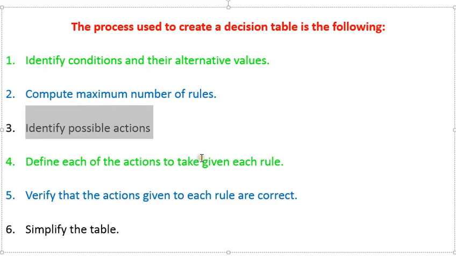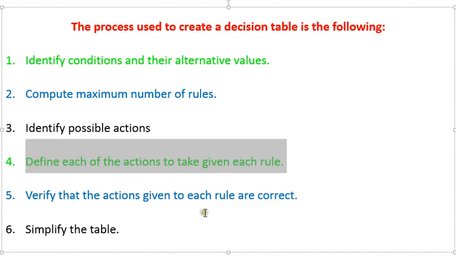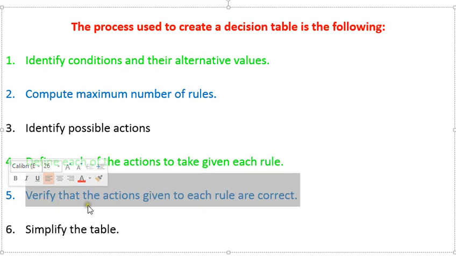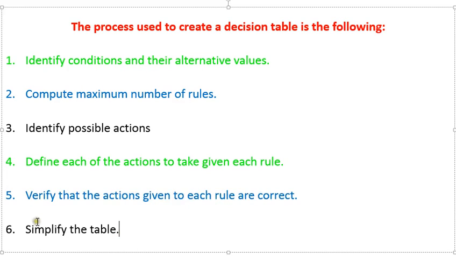And the next, we identify the possible actions, and the next one, we define each of the actions to take given each rule. That is, this action should be done under such rule and this action under this rule. And it also helps us to verify that the actions given to each rule are correct. This is step number 5. And finally, after doing all this, you come and simplify your table.